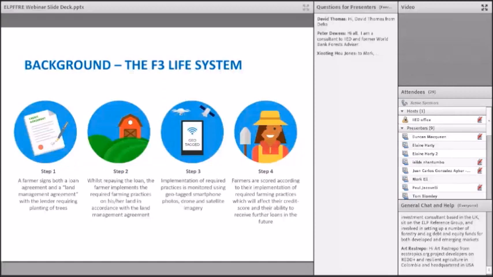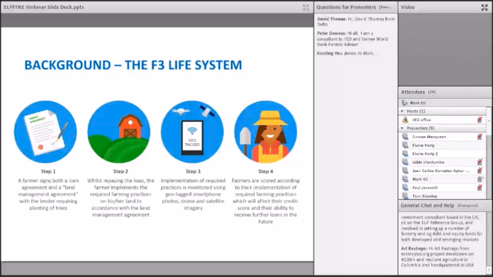Critical to point out that F3 Life does not provide credit itself. It works with third-party providers of credit to smallholder farmers. And under step one of our methodology, when a farmer signs a loan agreement, they also sign an agreement stating how they will manage their land in a climate smart or environmentally friendly manner. And that can include the planting of trees.